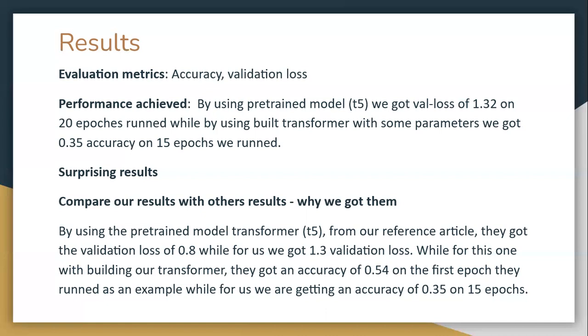And for building our own transformers, they got an accuracy of 0.54 on their first epoch, while for us we got 0.45 on the 15th epoch. This is where, as I said, we were just trying to modify the parameters to see if we could improve the accuracy. However, time was not our very good friend.